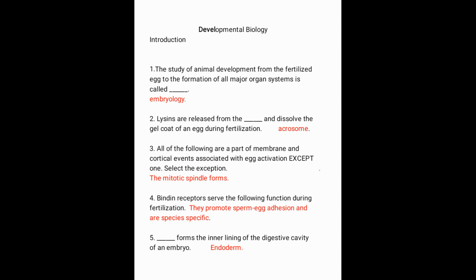Fifth, dash forms the inner lining of the digestive cavity of the embryo. The inner digestive cavity of the embryo forms from the endoderm. Basically there are three germ layers: one is ectoderm, second is mesoderm, and third is endoderm. The digestive inner lining forms from endoderm.